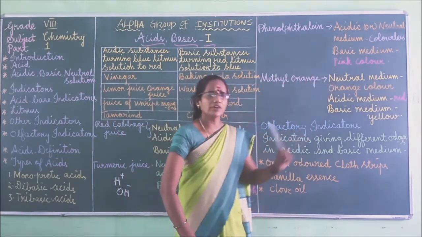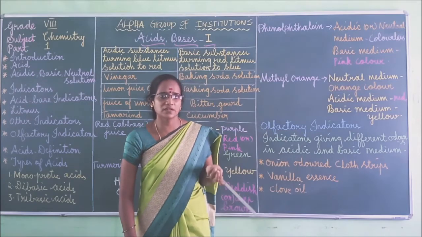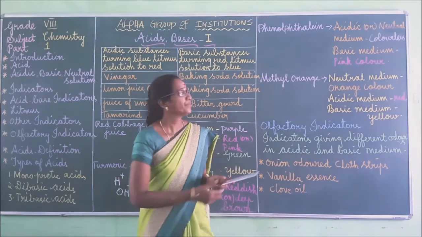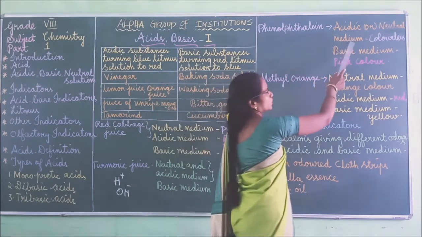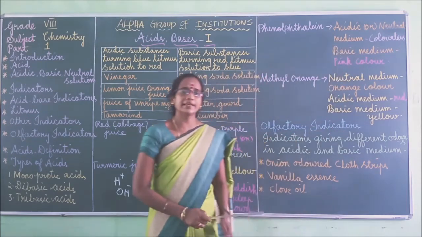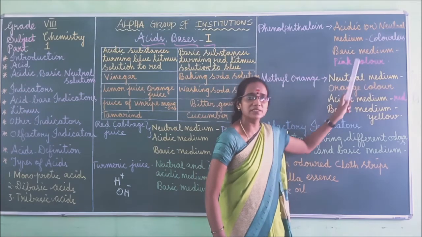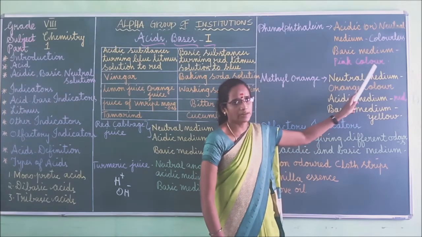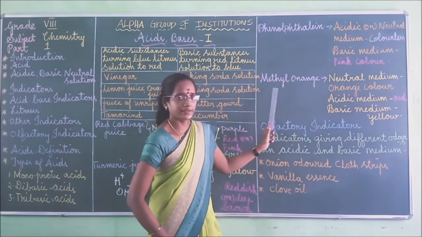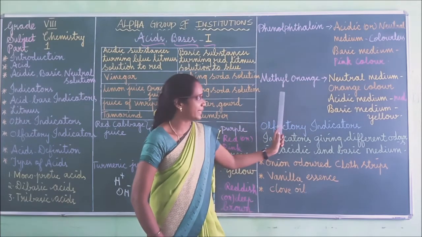Phenolphthalein indicator is a colorless liquid. In acidic as well as in neutral medium, phenolphthalein indicator is colorless, whereas in basic medium this colorless solution changes to pink color.